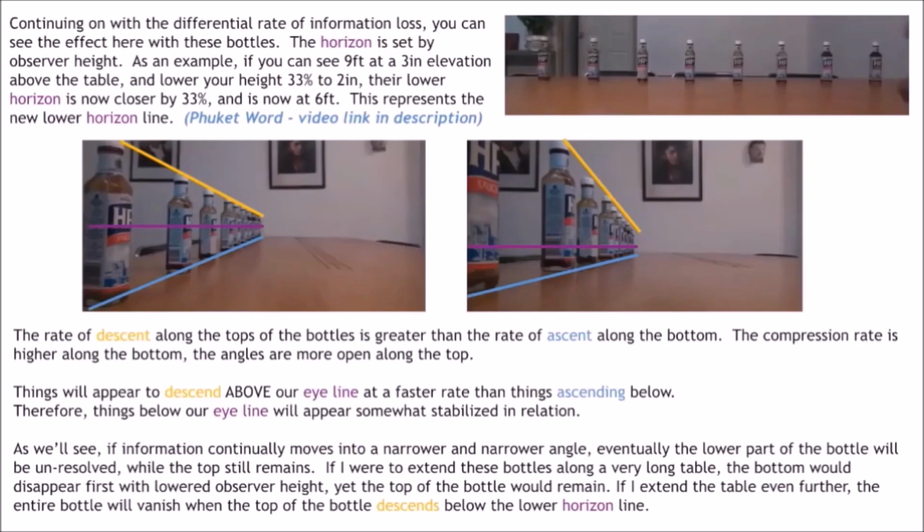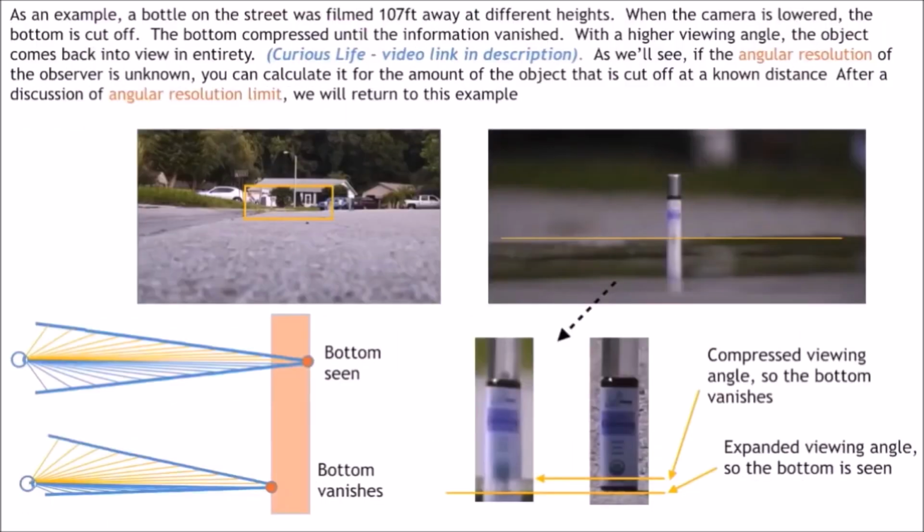If I extend the table even further, the entire bottle will vanish when the top of the bottle descends below the lower horizon line. So as an example, a bottle on the street was filmed 107 feet away at different heights. When the camera is lowered, the bottom is cut off, the bottom compressed until the information vanished. With a higher viewing angle, the object comes back into view in its entirety.